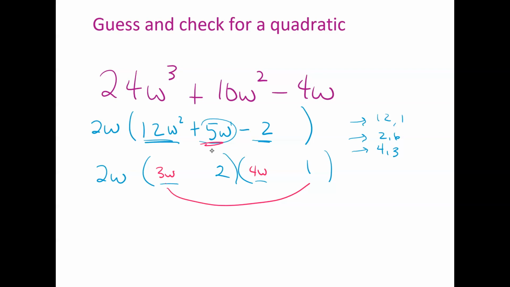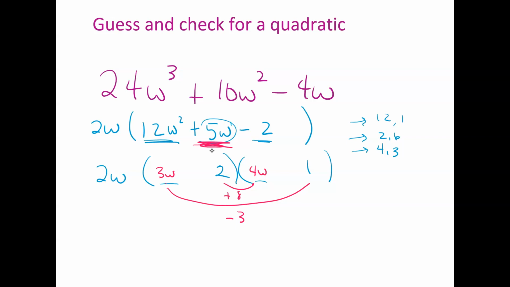3 times 1 is 3. 2 times 4 is 8. Now, can an 8 and a 3 make a 5? Why, yes, they can. If the 8 is positive and the 3 is negative, they will add together to make this term that's in the middle. So I know I have things in the right place. I just need the correct signage now.